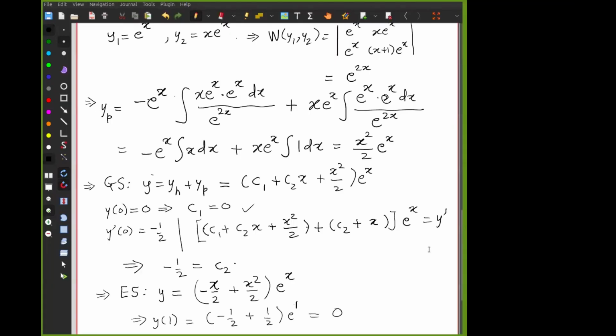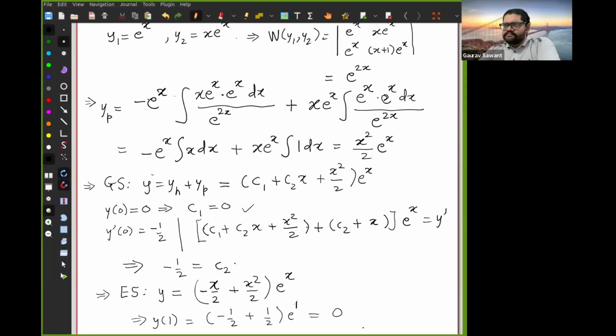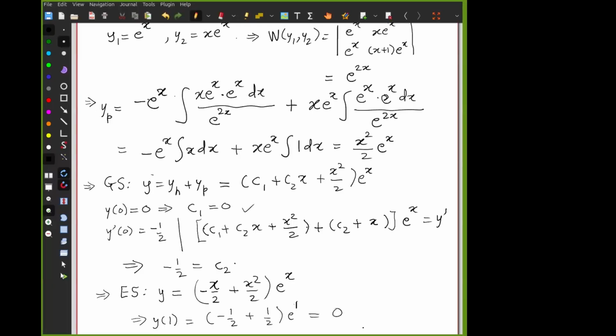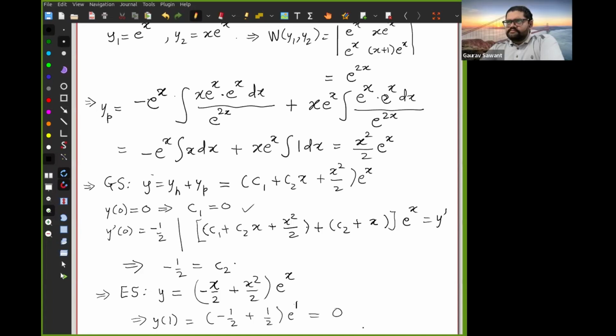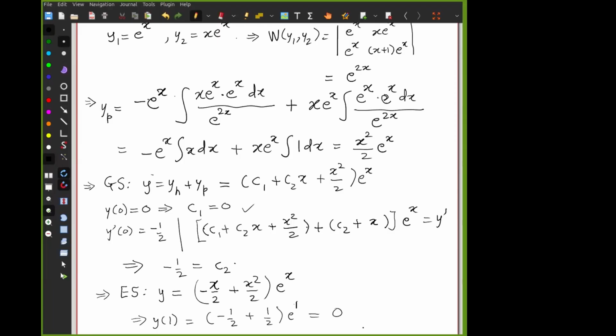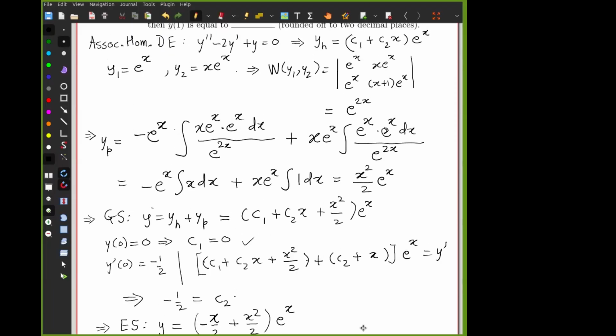Sir, I have a question. Algorithmically everything is okay, but you have chosen e to the power x for the particular functions y1 and y2, in such form e to the power x and x e to the power x. But how can I guess for such a thing in a different problem?